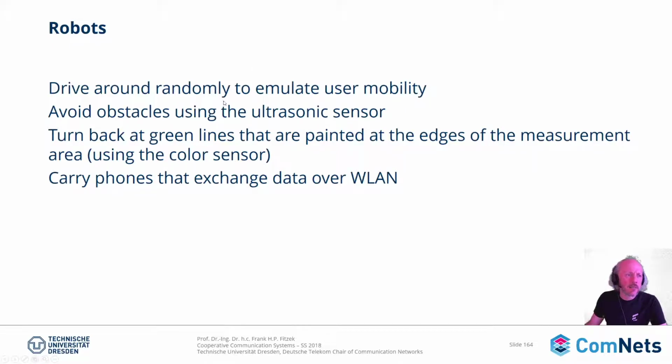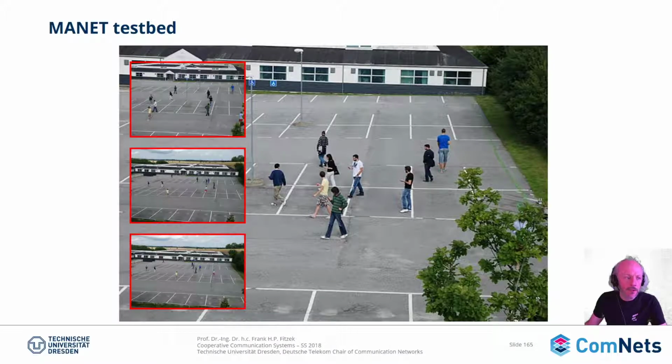Should they just walk around randomly? They must also not bump into obstacles like other cars on the parking lot, and they should respect some boundaries. We put a green line with spray color around the parking lot so that they could see the green line and just go away from that. And then they had to carry the phones at a certain height to avoid the Fresnel zone of 30 centimeters, and that was it. So this was the very first test we did with humans.